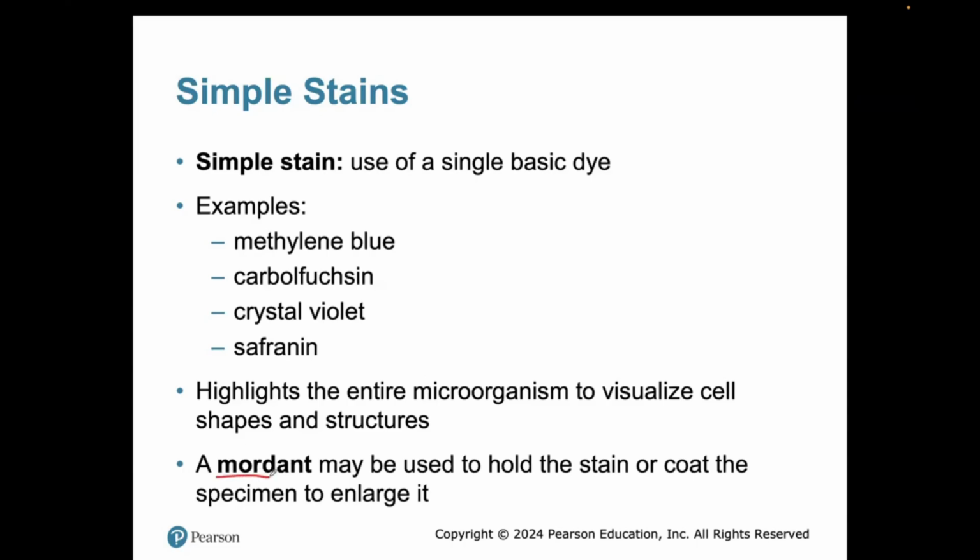Now, we can also have a mordant. A mordant works in combination with a stain to hold it in place. When we look at our protocol for gram staining, we're going to see crystal violet and iodine form a mordant, and that allows the cells to be held together and enclose the specimen to make it look bigger.